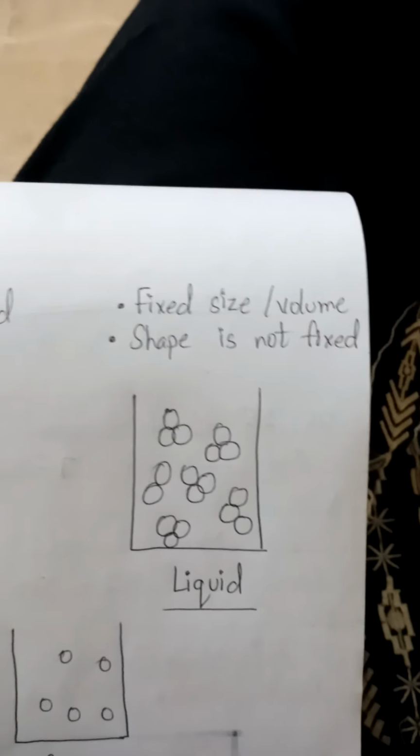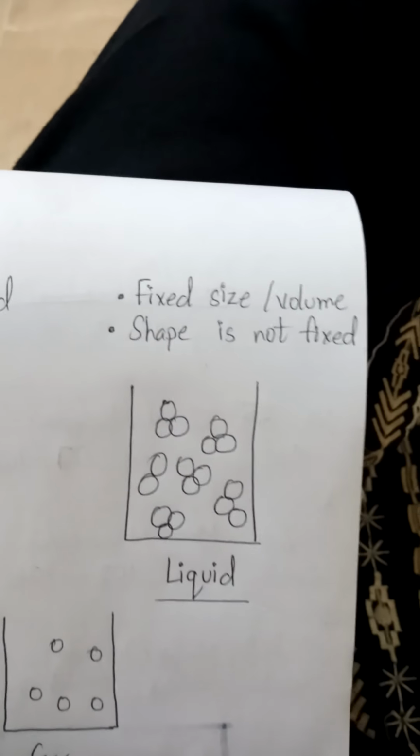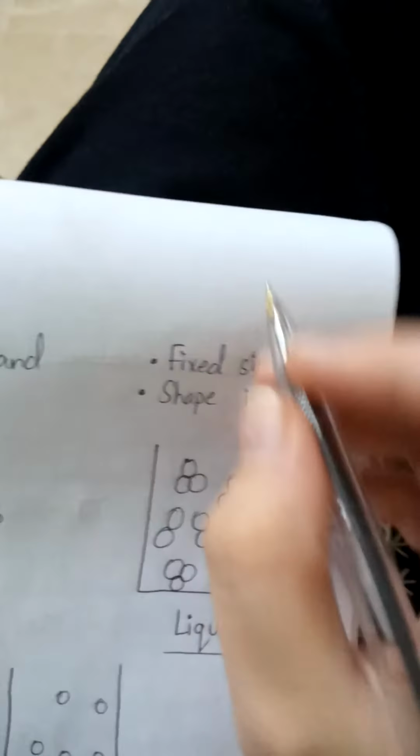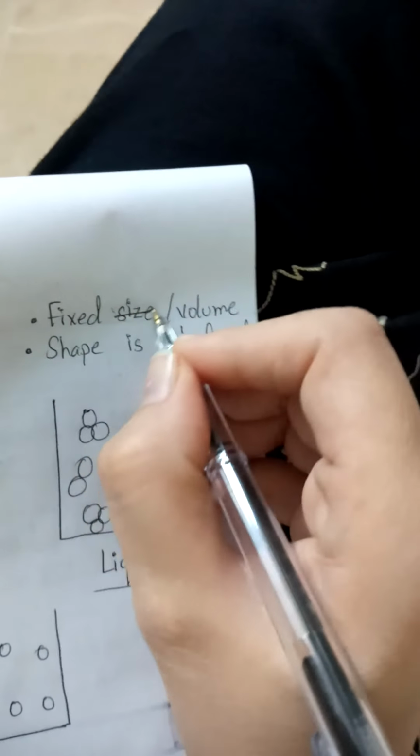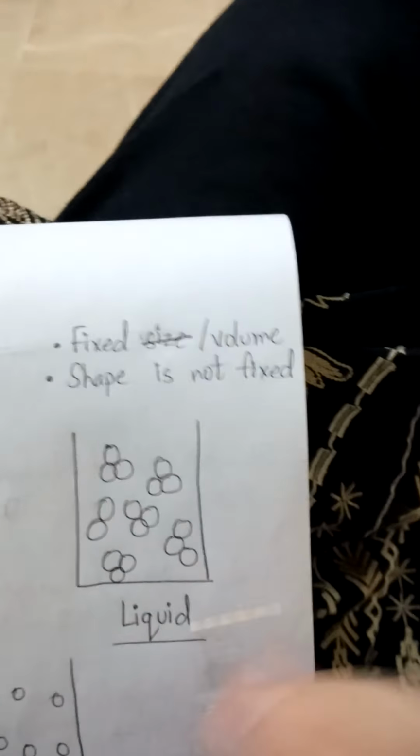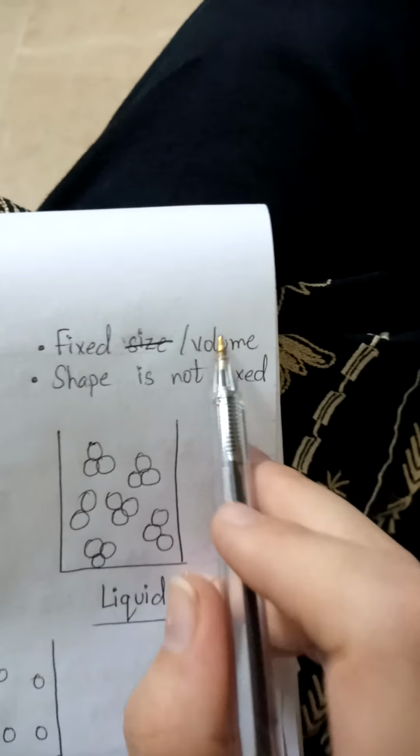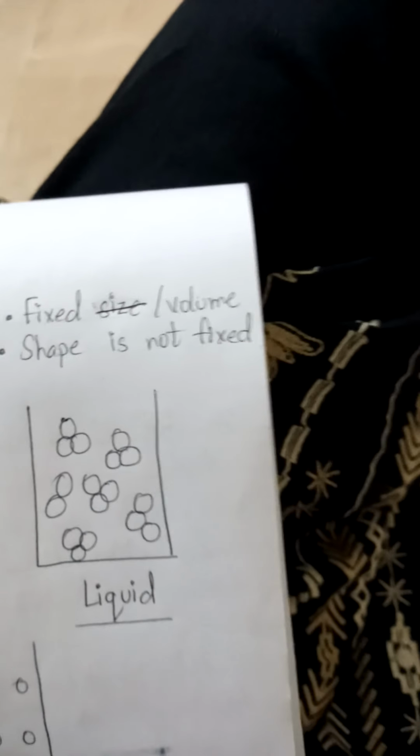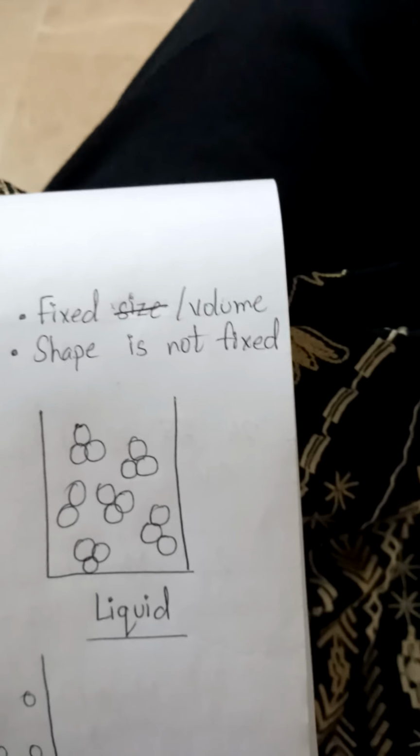First of all, what is volume? Volume means that it takes up space. It has a weight. Now, when I say that liquids have fixed size or fixed volume, in the case of liquids we use the term volume, right? We don't use the term size. Remember this. In the case of liquids, we use the term volume. Since I'm saying that liquids have fixed volume, how can I give an example?